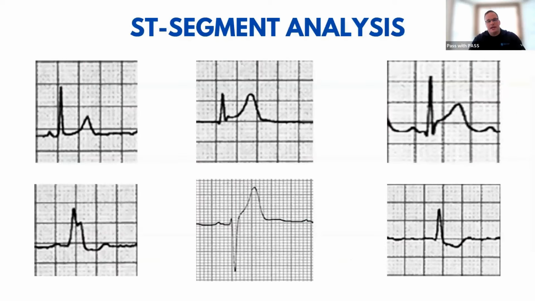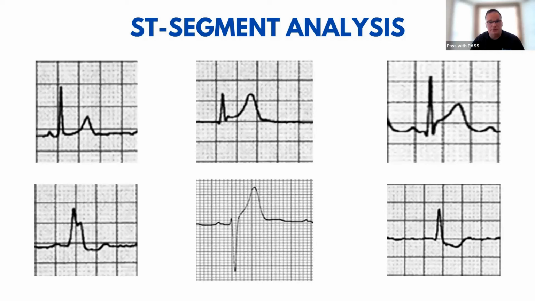So, ST segment analysis. I have 6 different ST segments and QRS complexes here to look at. Remember, if you were to measure the QRS complex to see how wide it is, where you would stop is where your J point would be. And that J point is the junction between the QRS, really the S, and the ST segment.